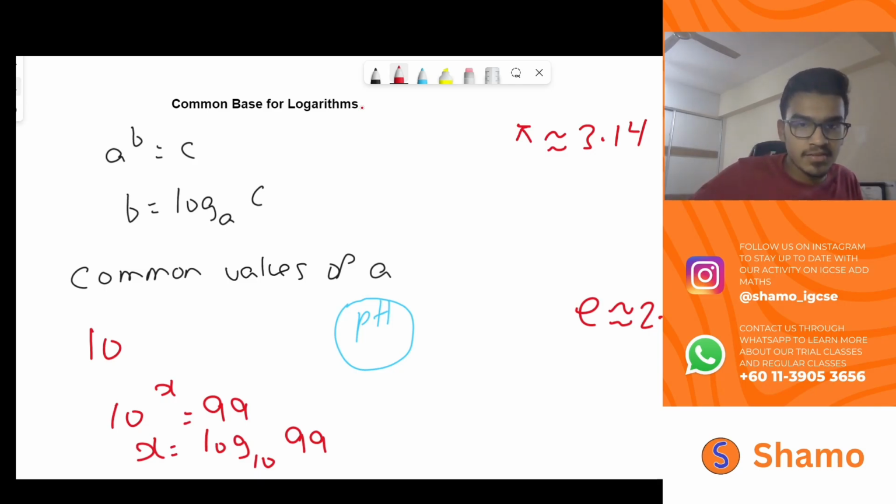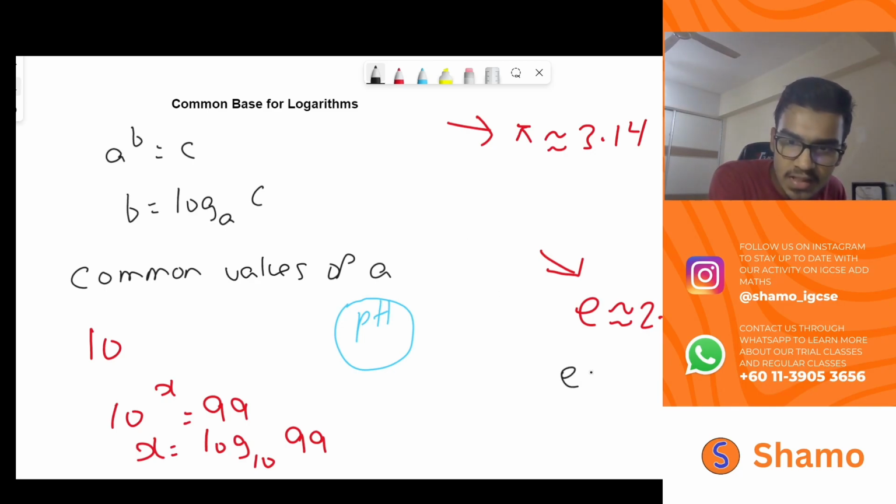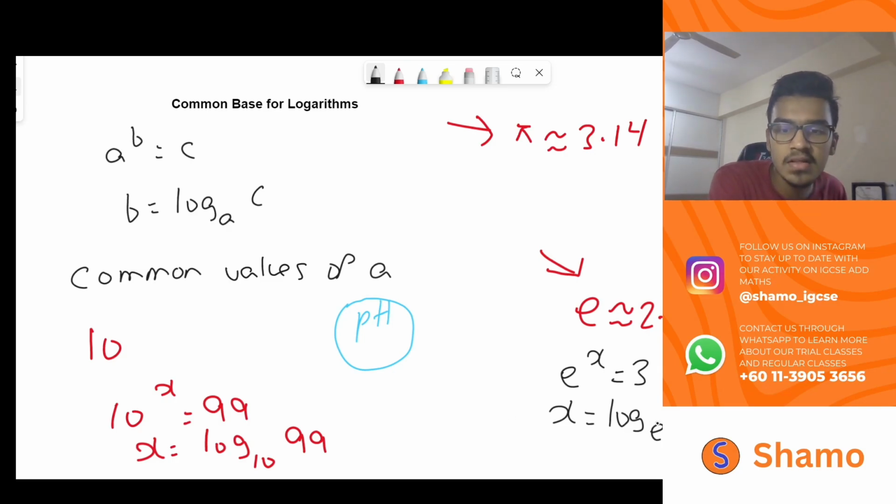As you learn admaths further, there will be a chapter called differentiation. Now you will learn the significance of e, just how in circles you know the significance of pi. But I won't get much into that right now. So let's take an example. Suppose e to the power x is equal to 3. x would then just be log base e argument 3. So e is the base here. e is also a very common base.